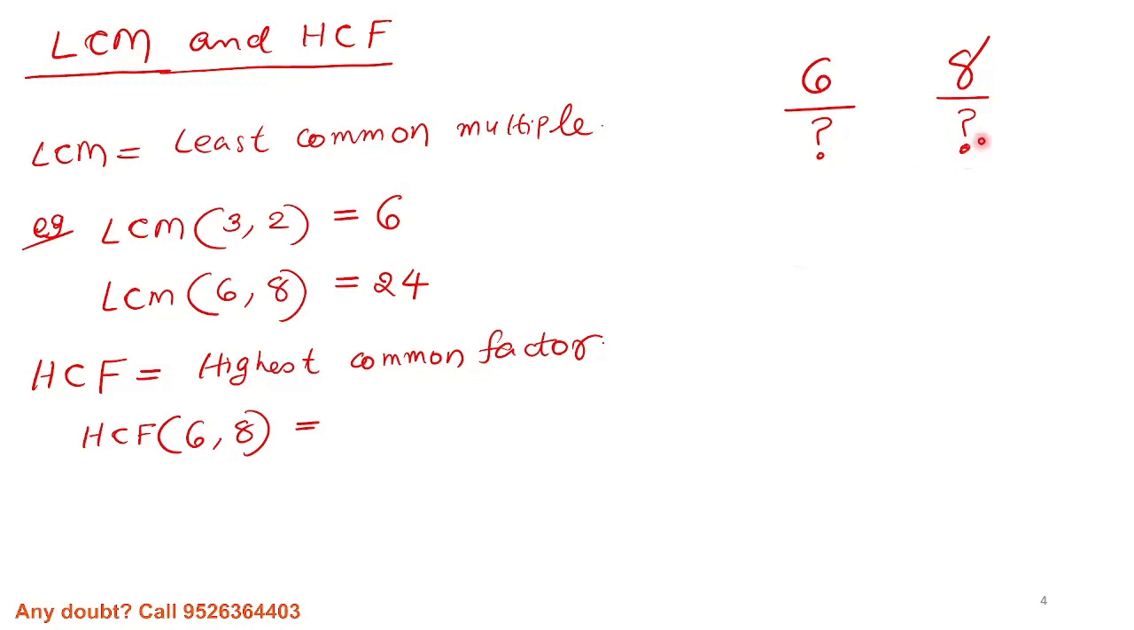You may be thinking about 1. I am talking about the highest number. 2, is it possible? 6 by 2 is possible, divisible, right? 8 by 2, yes, it is divisible. 3, 4, 5, etc. are not possible. 2 is the largest, highest factor for 6 and 8. So HCF of 6 and 8 is 2. All of you clear? Aditya, Lina, Fatima, understood? Yes, HCF.